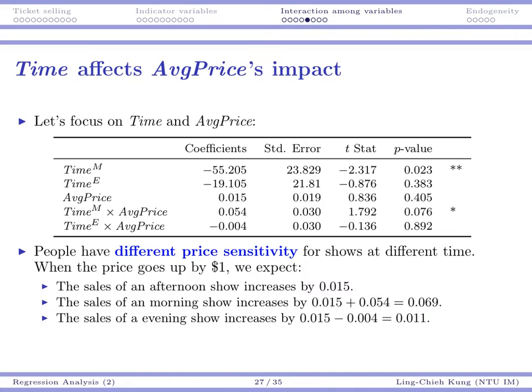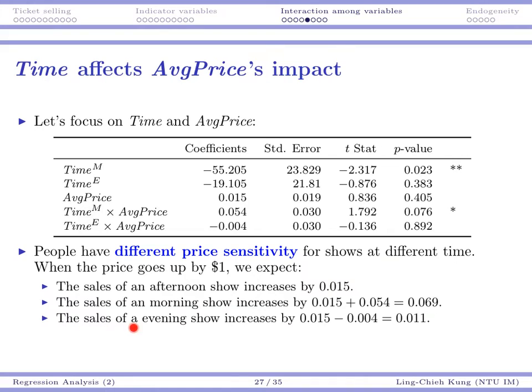On the other hand, if this is a morning show, then time M is 1 and time E is 0. So we don't have the second variable, but we have the first one. And then the impact of price would be the sum of these two coefficients. And it gets to around 0.069. So that means this number is different from 0.015, and also the difference is significant. We expect the price sensitivity to be significantly higher in the morning than in the afternoon.